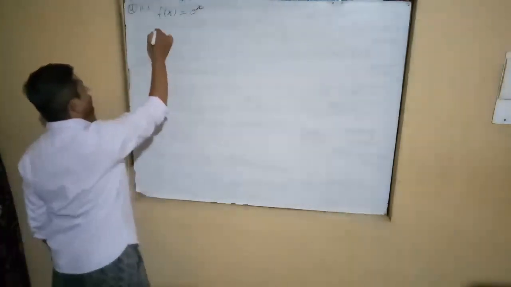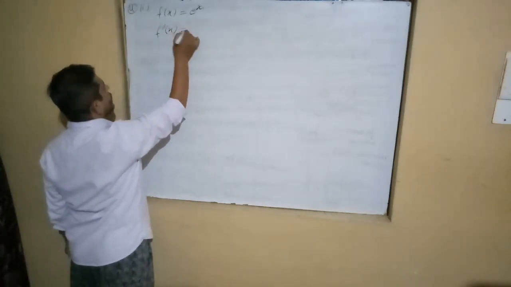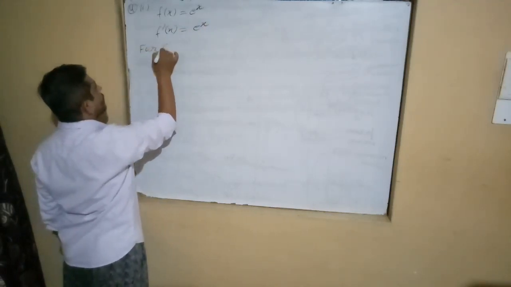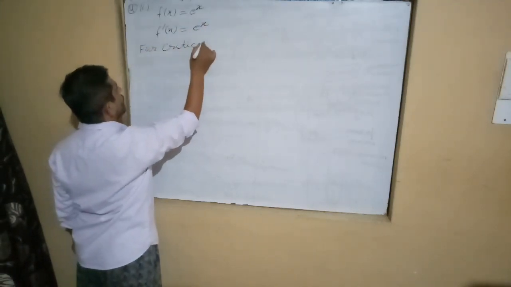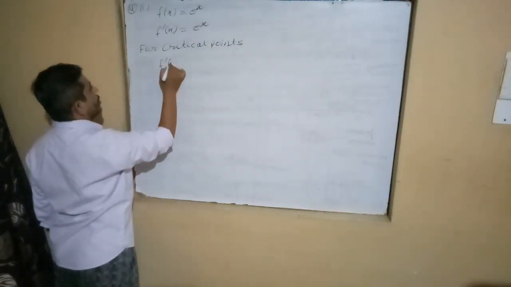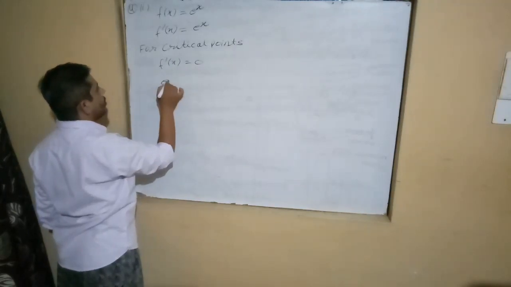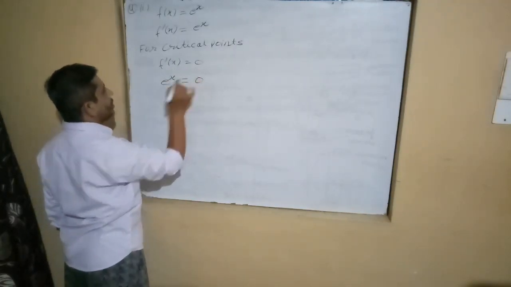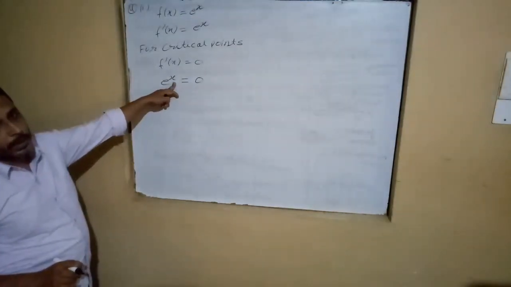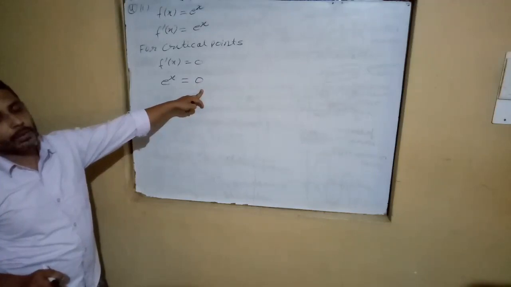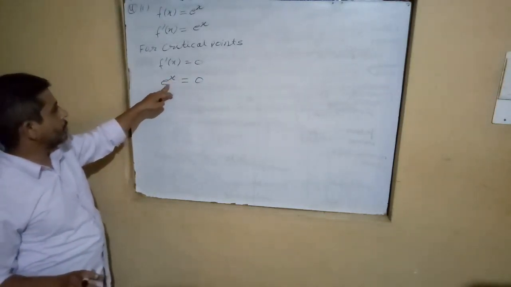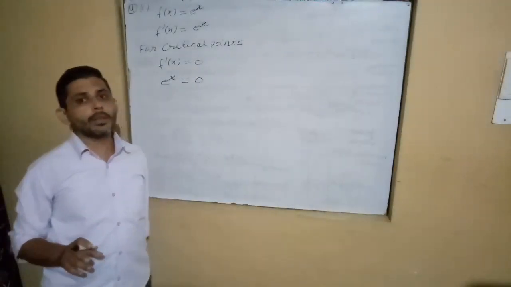Clear? So first we find the differentiation. f dash x is equal to what will come? e raised to the power x. Then we write what? For critical points. For critical points, f dash x is equal to 0, means e raised to the power x is equal to 0. So for any value of x, e could not be equal to 0, because what is e?